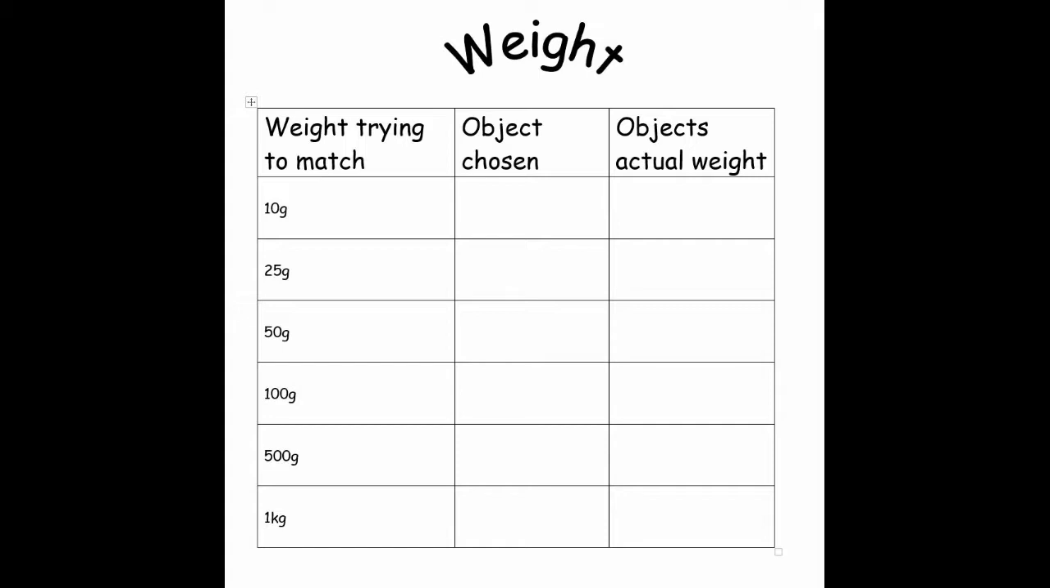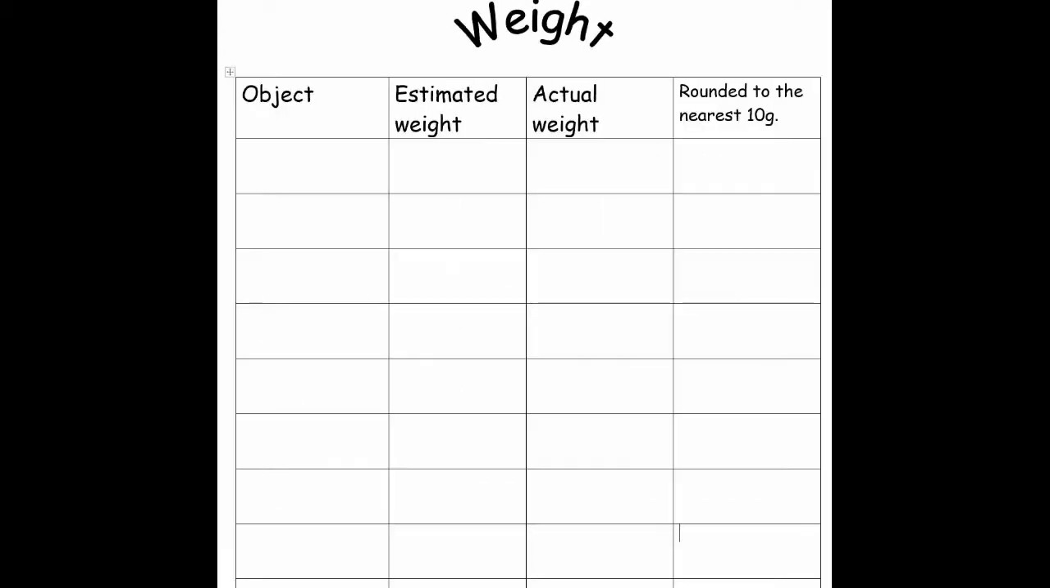Award yourself some house points depending on how good you were at guessing the right object. For the second part of the lesson, what you need to do is select an object, estimate how much you think it weighs, then weigh it, and then round up or down the weight to the nearest 10 grams.